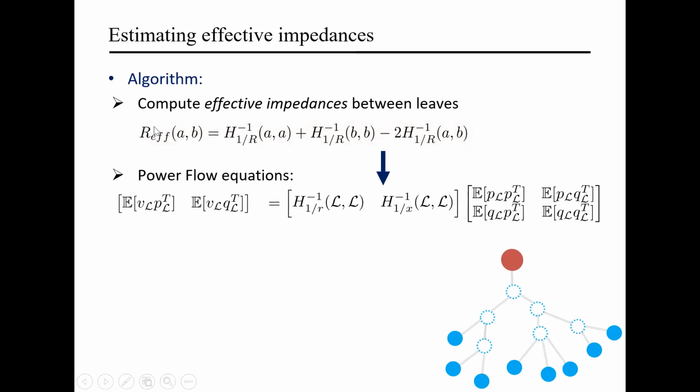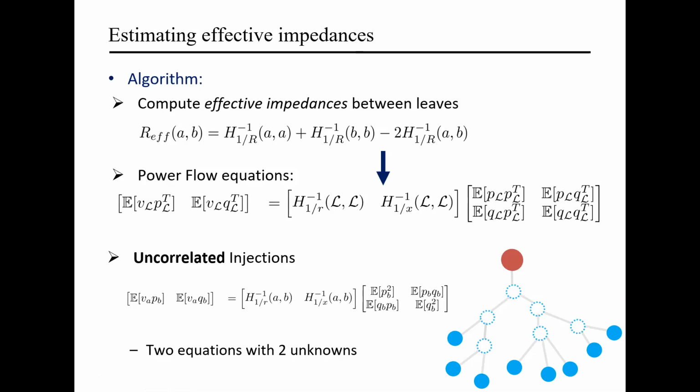Now, if I assume that the injections at different nodes are uncorrelated, that is the fluctuations are independent, this matrix can be identified by solving a set of different 2x2 linear matrix equations. Okay? So this makes it fairly simple.